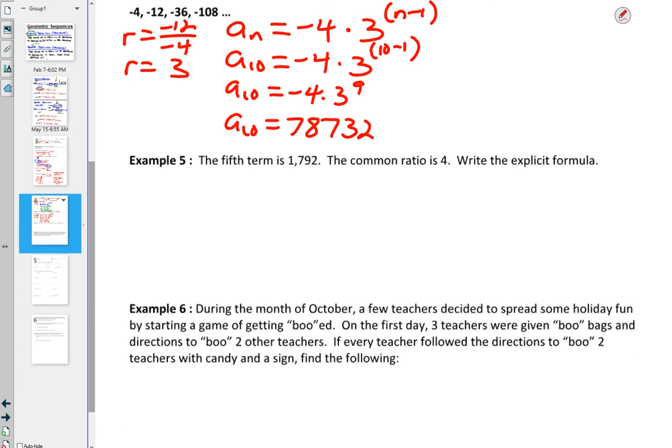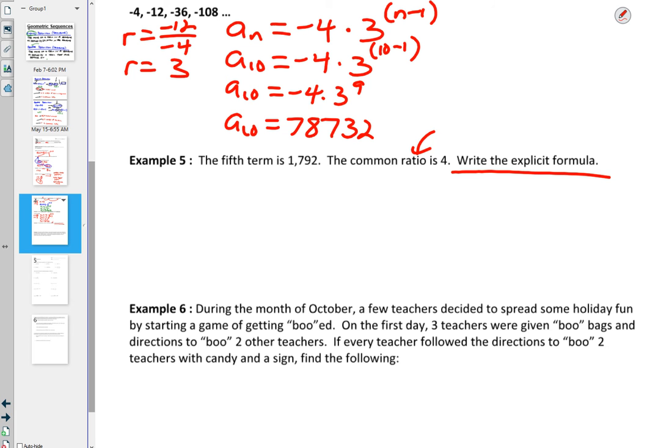Right, the fifth term is 1792. The common ratio is 4. Write the explicit formula. In order to write the explicit formula, what did I tell you that we need? Yeah, we need the first number. We don't have that. That's the problem. We also need the common ratio, which we have, but we don't have the first number, so we're going to have to use this to find it.